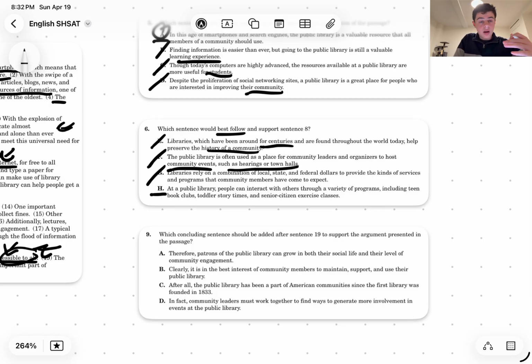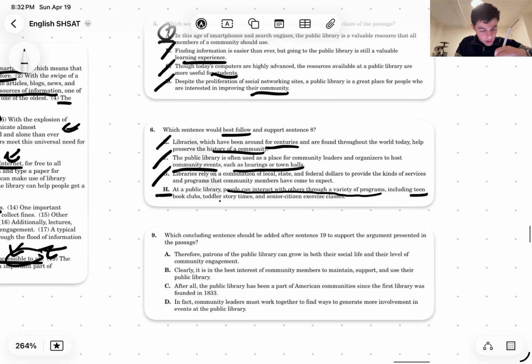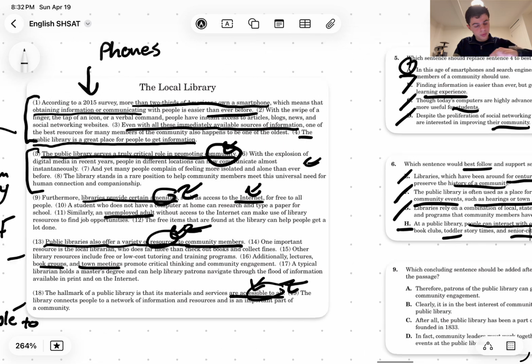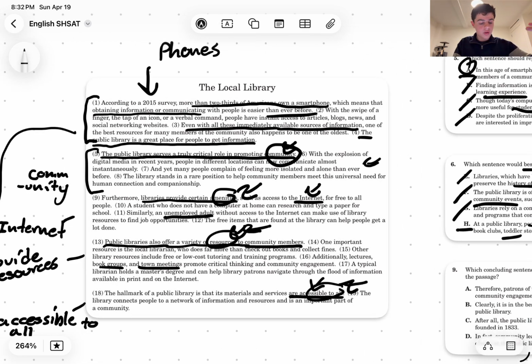Well, this is a good kind of ending, right? Because it just says people can interact through a variety of programs. And then it says teens, toddlers, and senior citizens. So it's kind of appealing to all sorts of different groups, which is kind of what the previous sentence is saying, right?